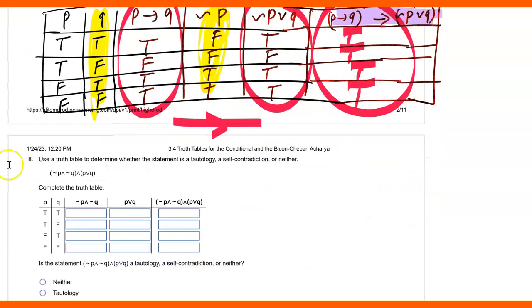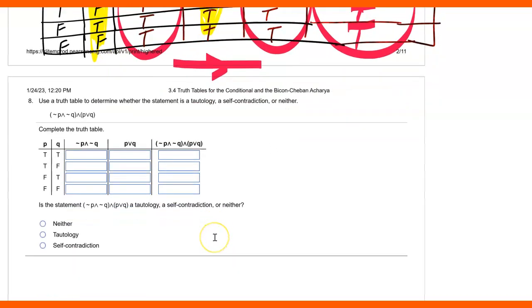And similarly, you can try question number 8. But you have to make a table like I did in question number 7. Since I already have a table, you just check what you answer in the last column. If you get the same T everywhere, you get tautology. If you get the same F everywhere, you get self-contradiction. Otherwise, it's neither. And I want to tell you the answer. If you try by yourself by pausing the video, the answer for this question must be self-contradiction. You're supposed to get F, F, F, F. Try yourself.